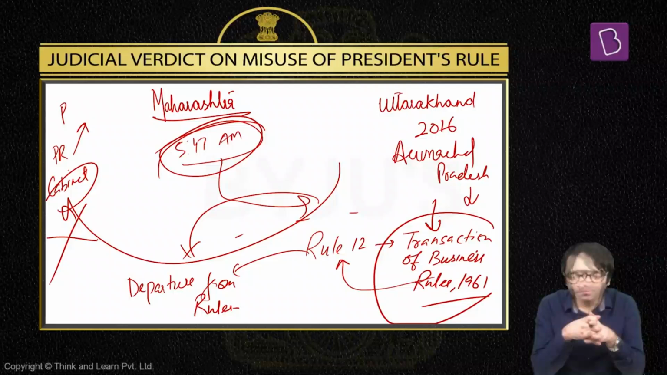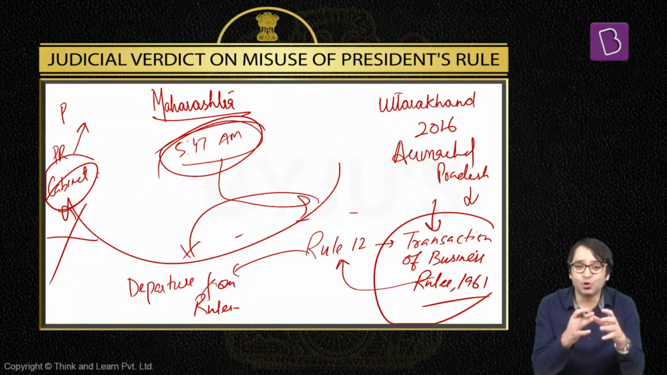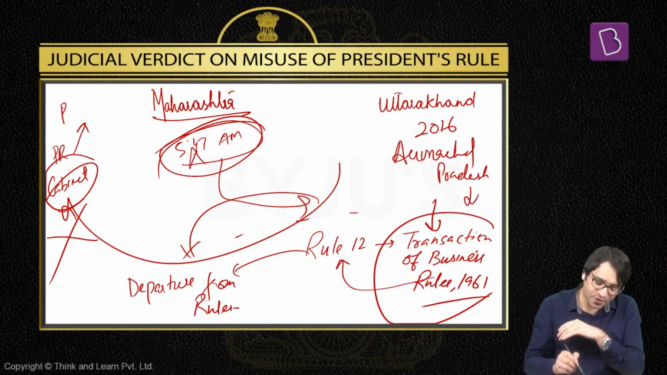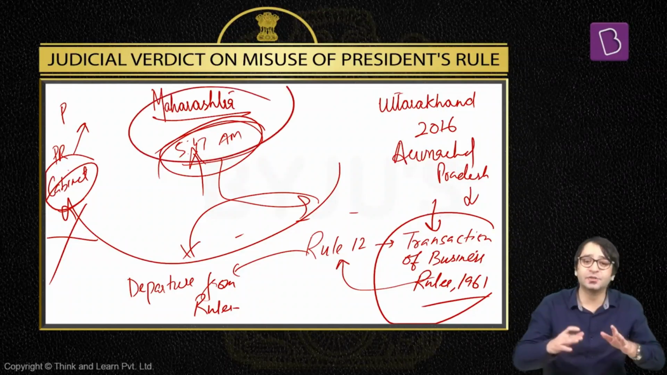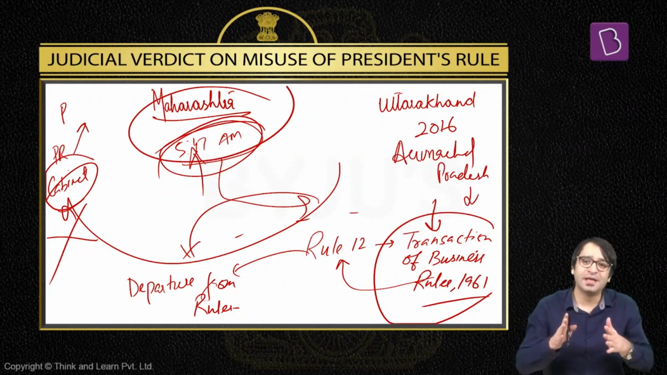And what does rule 12 say? The Prime Minister, even without a Cabinet meeting, can use an extraordinary power and recommend something to the President. Maybe at the dead of the night, because there was no time to convene the Cabinet meeting, it could not be convened at the dead of the night. And in the dead of the night, the Prime Minister is using an extraordinary power, rule 12 of the Transaction of Business Rules 1961, recommending to the President, please revoke President's rule. That means even in Maharashtra, the President did not revoke President's rule on his own. He revoked on the advice of the Prime Minister.